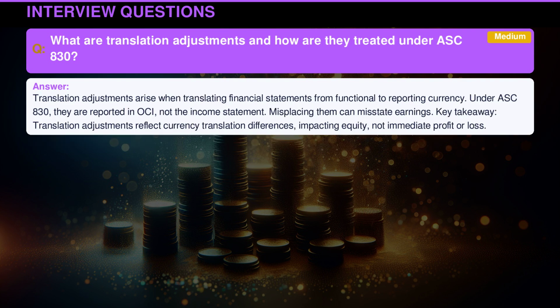Translation adjustments arise when translating financial statements from functional to reporting currency. Under ASC 830, they are reported in OCI, not the income statement. Misplacing them can misstate earnings. Key takeaway: translation adjustments reflect currency translation differences, impacting equity, not immediate profit or loss.